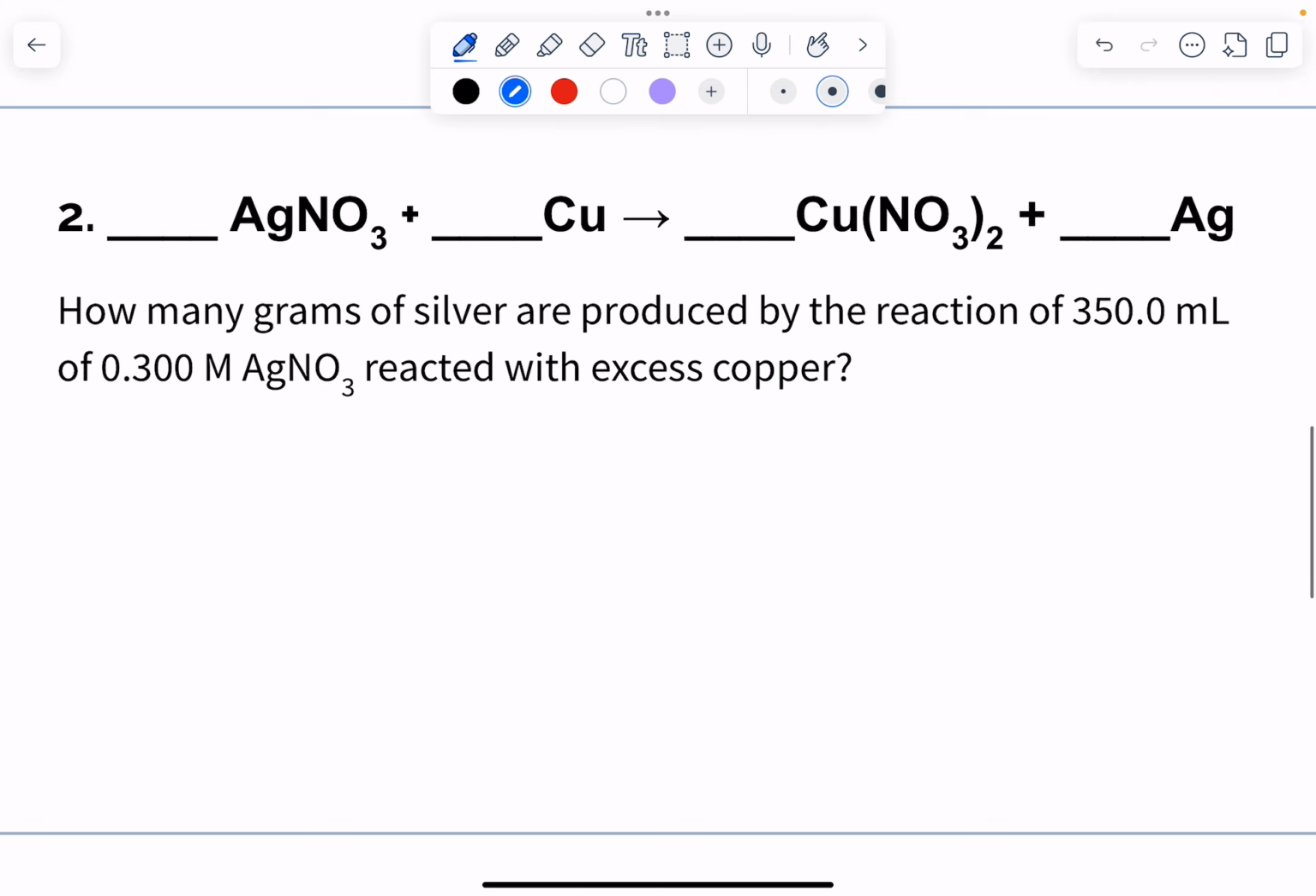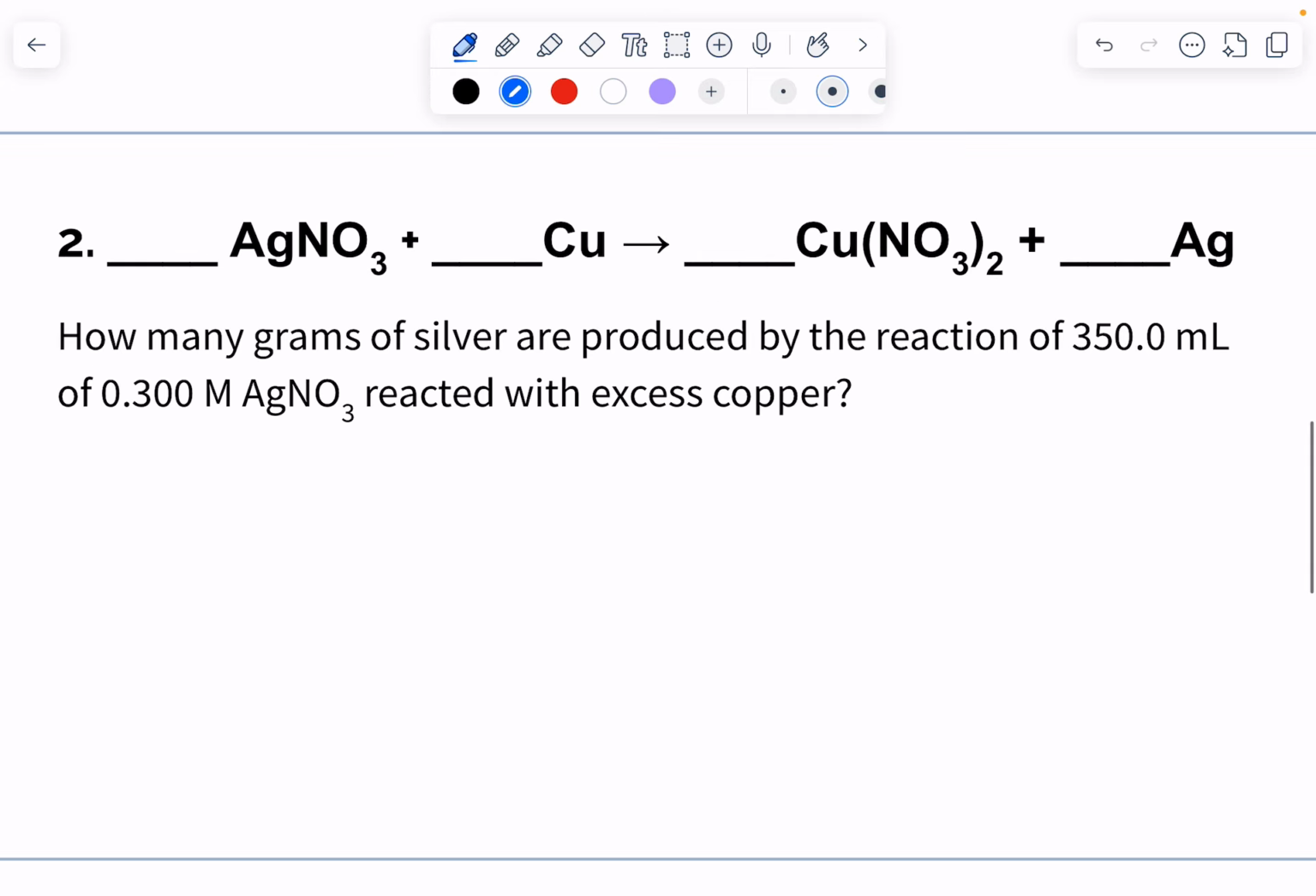So now moving on, if we want to use that molarity here. So we're being asked to find how many grams of silver, which is over here, are produced by the reaction of 350 milliliters of 0.300 molar silver nitrate. So if we see that we have 0.300 molar, that tells us, if we remember from 2 slides ago, molarity is measured by moles per 1 liter. So this tells us that we have 0.300 moles per liter. So that's going to be a conversion factor we're going to have to use at some point.